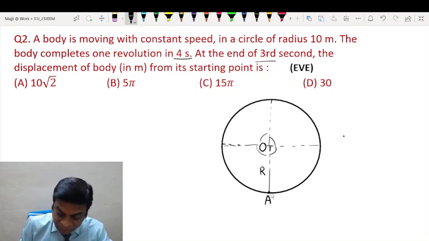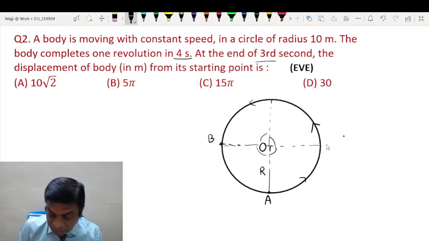Now at the end of third second, it would have moved 3 quarters. So that means it would have come to position B in this way, isn't it? Because at the end of 1 second it is here, at the end of 2 seconds it's here, at the end of 3 seconds it's here.